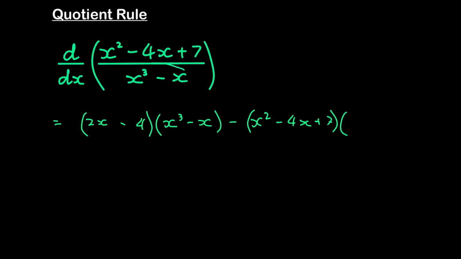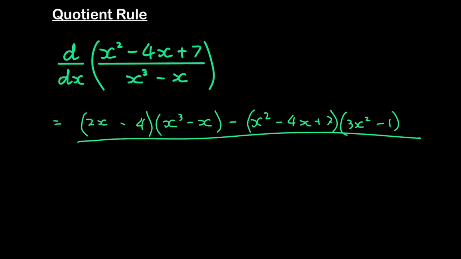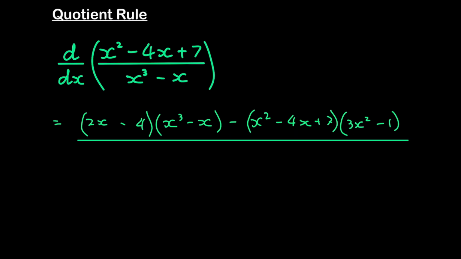And then we differentiate this denominator. So x cubed becomes 3x squared, and negative x just becomes minus 1. And then this is all over the denominator's function squared, which is x cubed minus x squared. So of course you can go now and simplify this function, but you're really here for the differentiation, so I'm not going to waste your time and do that. So this is the final answer.